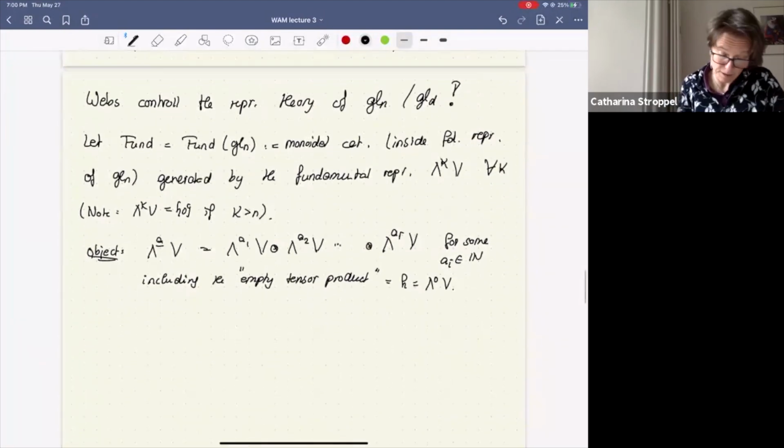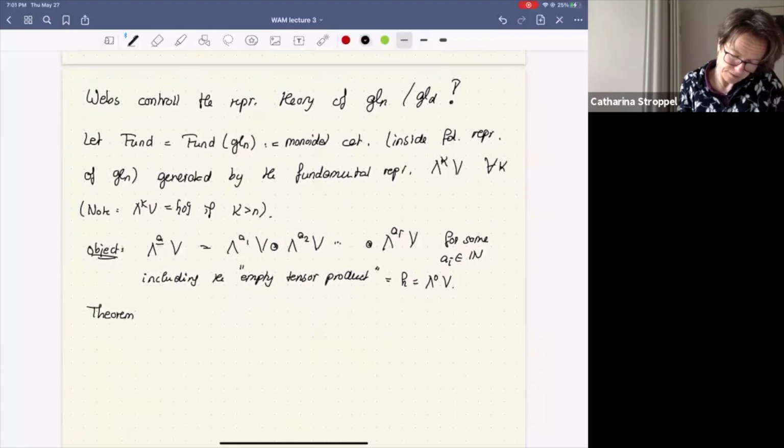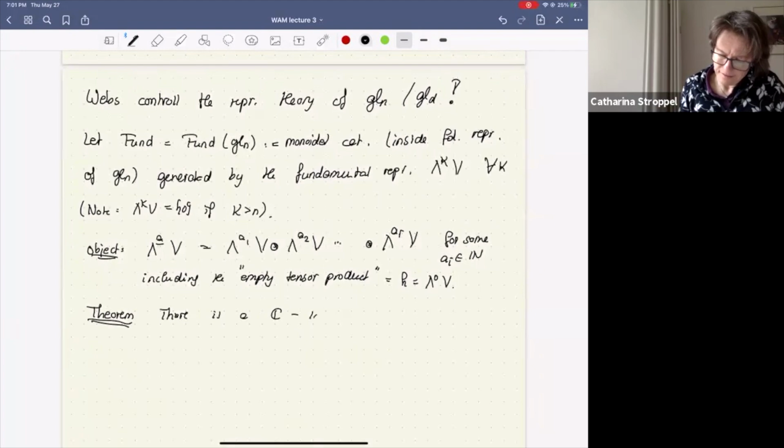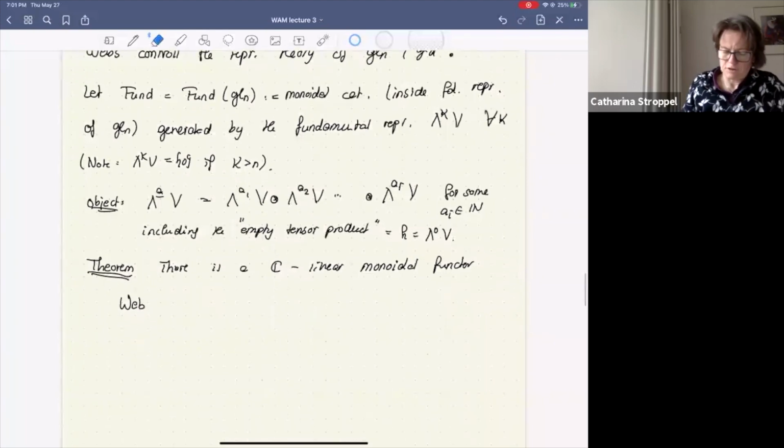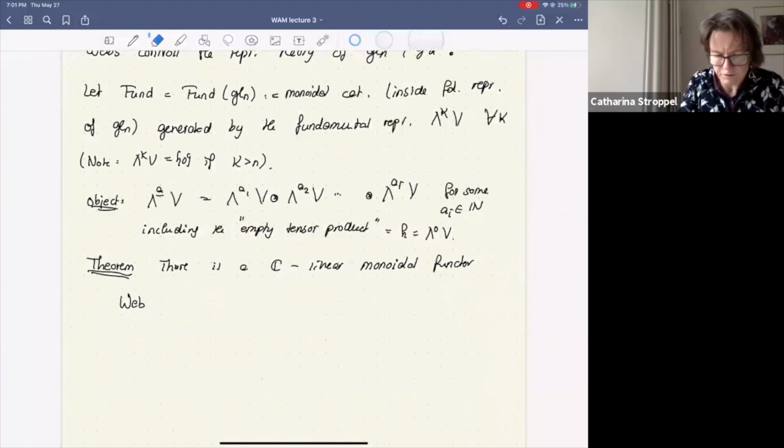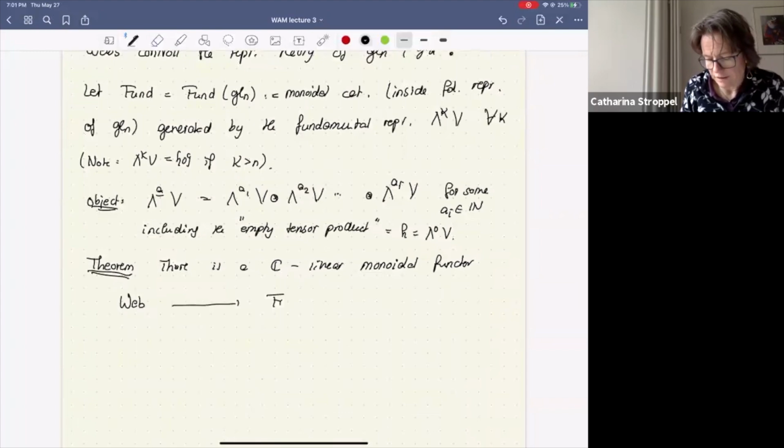Okay, so now the theorem comes. This is a theorem which says that this web category controls, in some sense, this Fund category. So there is a C-linear monoidal functor, a functor which is compatible with the tensor product, which goes from this web category. And now I should say, I do this maybe a bit later, I have to specialize Q in a good way. So I go from this web category to this Fund category.